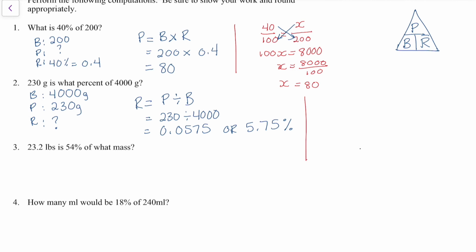So let's try the next one. So the question says 230 grams is what percent of 4,000 grams? So is what percent means I'm looking for what out of 100 is the same as 230 grams out of 4,000 grams. Okay, so 4,000 grams represents 100. What represents 230 grams? And now that I have it set up, I'm going to cross multiply.